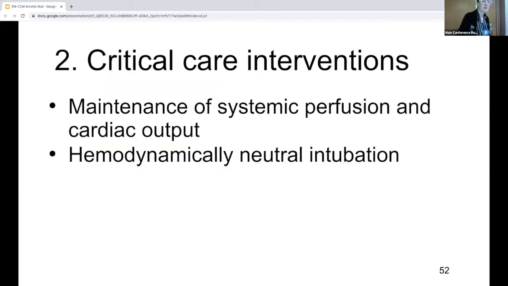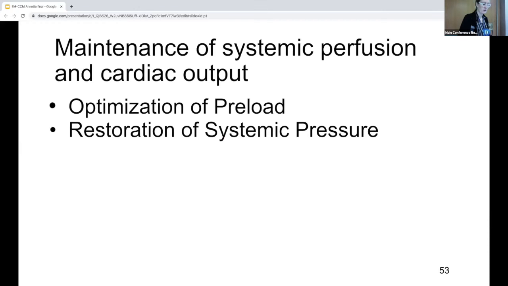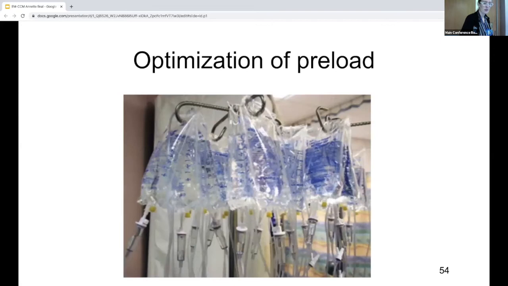Critical care interventions. I'm going to touch on the maintenance of systemic perfusion and cardiac output, and I'm going to talk through possibilities of a hemodynamically neutral intubation. First, the maintenance of systemic perfusion and cardiac output. First of all, optimization of preload and restoration of systemic pressure. Optimization of preload.